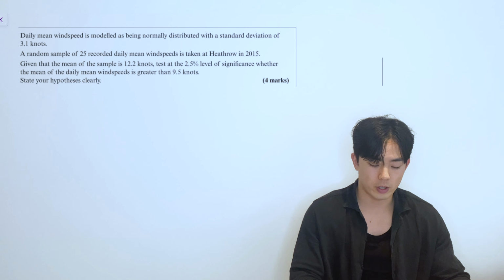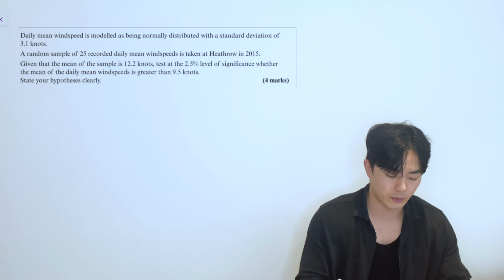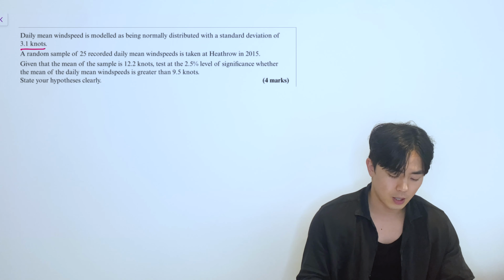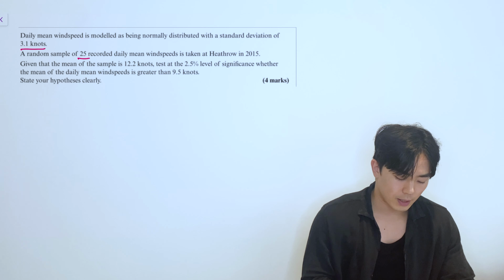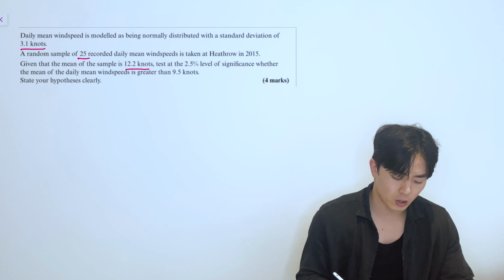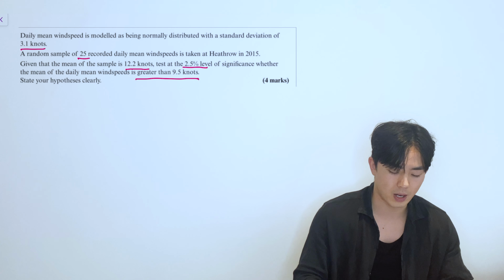Right, so let's try this question here. We have the daily mean wind speeds modeled as being normally distributed with standard deviation of 3.1 knots. A random sample of 25 recorded daily mean wind speeds is taken at Heathrow in 2015. Given that the mean of the sample is 12.2 knots, test at the 2.5% level of significance whether the mean of the daily wind speeds is greater than 9.5 knots.